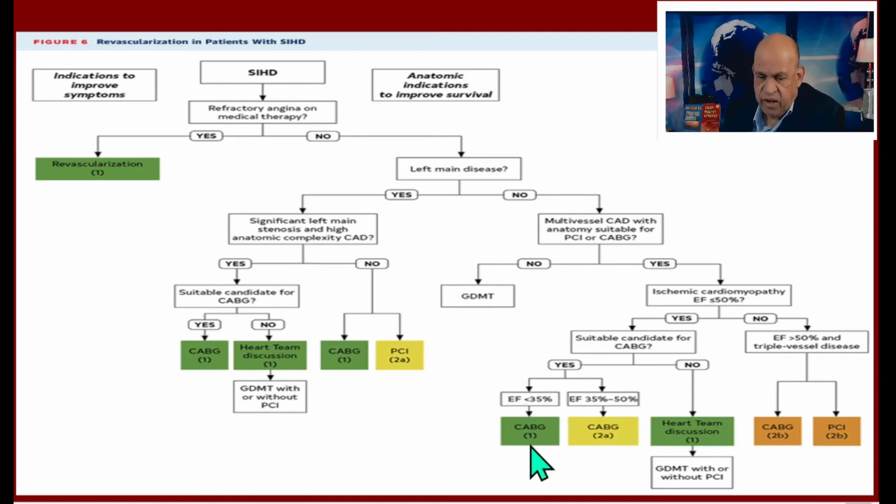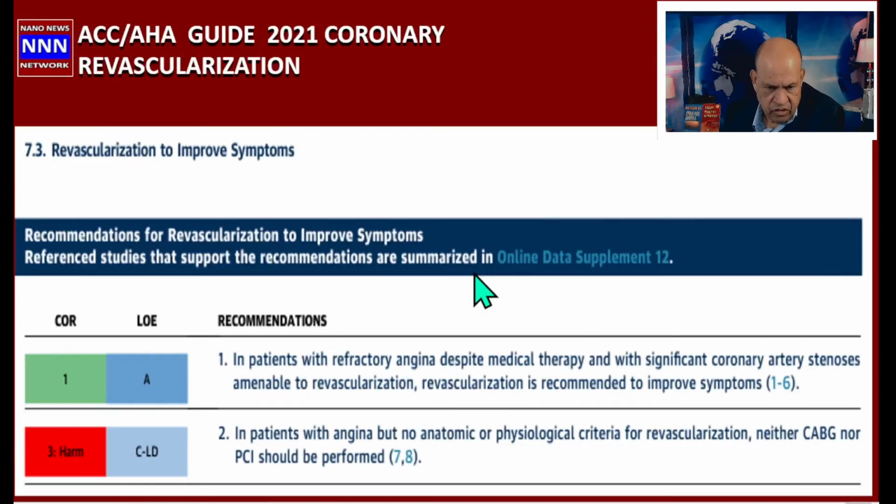If it's less than 35, the class 1 indication is coronary artery bypass surgery. If it's between 35 and 50, it is a 2A indication. Again, if it is not suitable for CABG, a team discussion has to be done. If the ejection fraction is greater than 50% with triple vessel disease, it is not a class 1 indication; go with class 2B, which are equal, triple vessel bypass surgery or PCI.